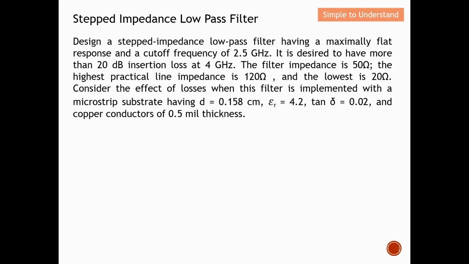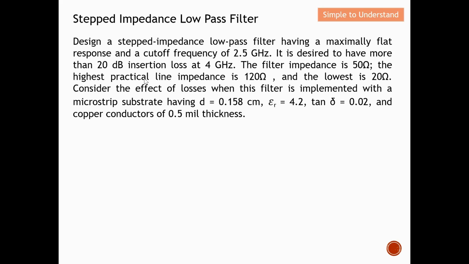Let's do a very quick recall on the example. The example tasks us to design a step impedance low pass filter that has a maximum flat response and a cutoff frequency at 2.5 GHz. It is also desired to have at least 20 dB of insertion loss at 4 GHz. The filter impedance, which means the input and output, is 50 ohm. The highest practical line impedance is 120 ohms, and the lowest impedance is 20 ohm.